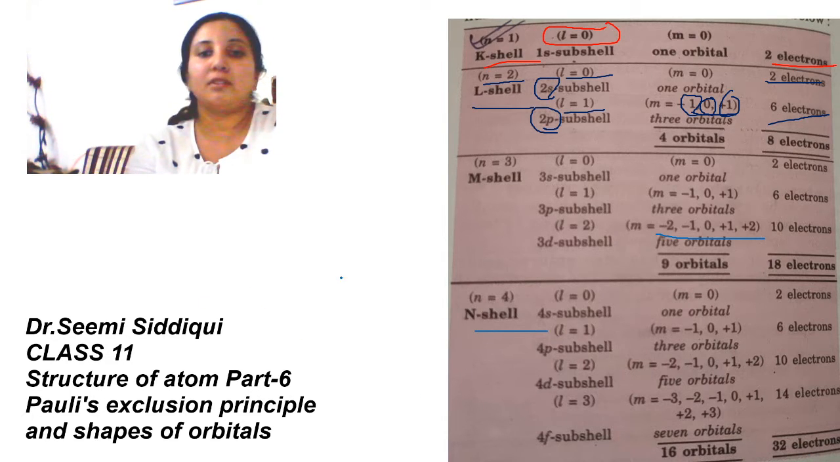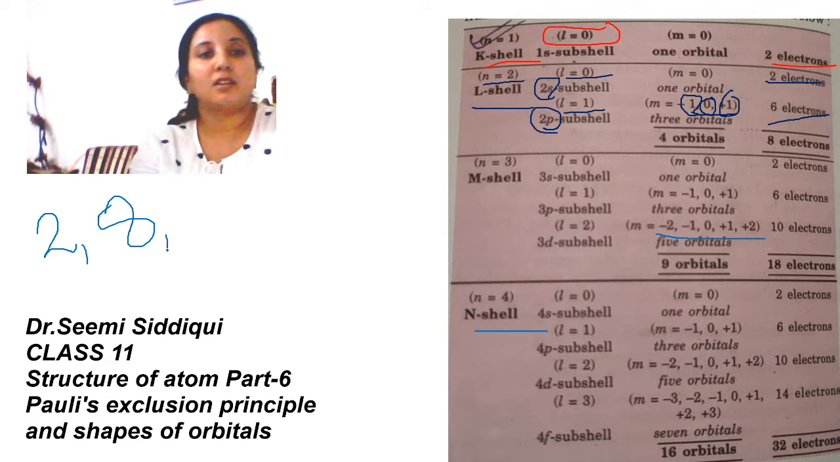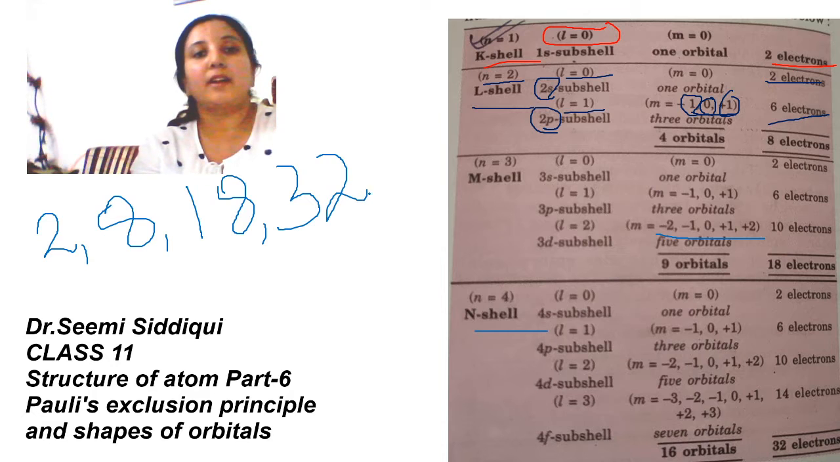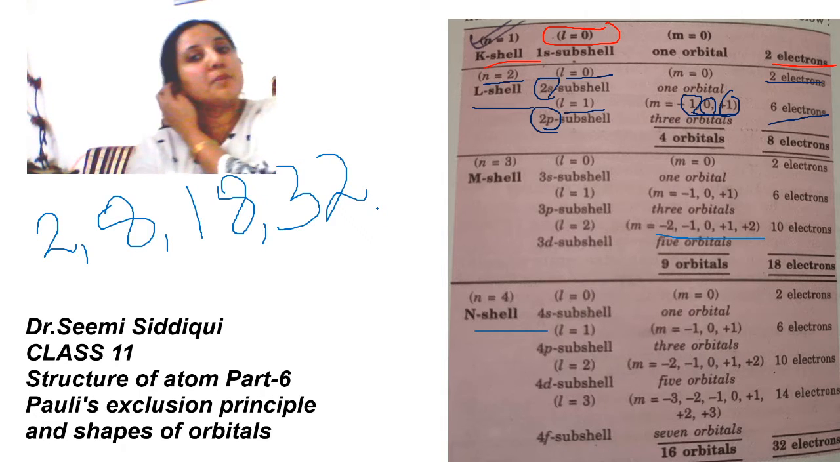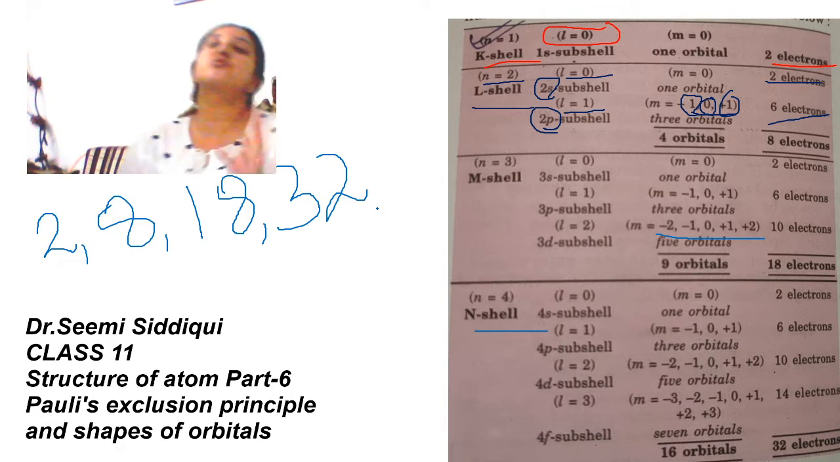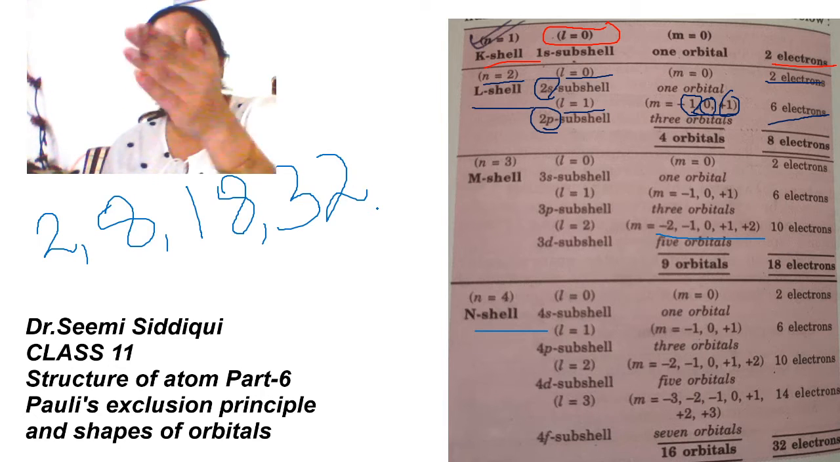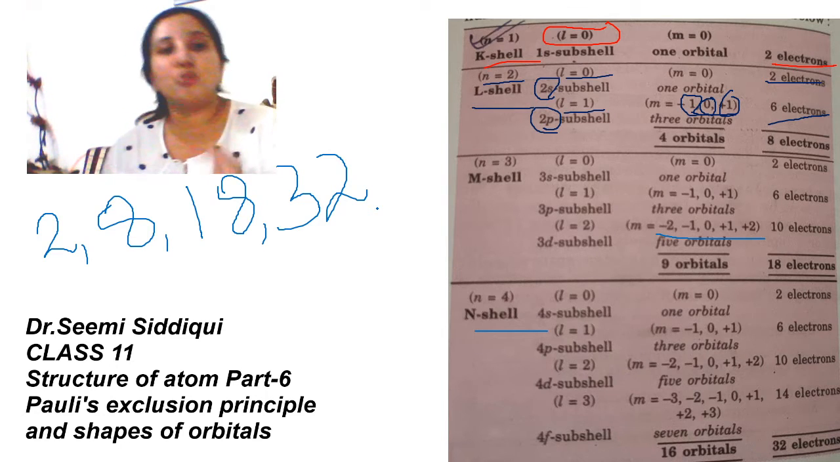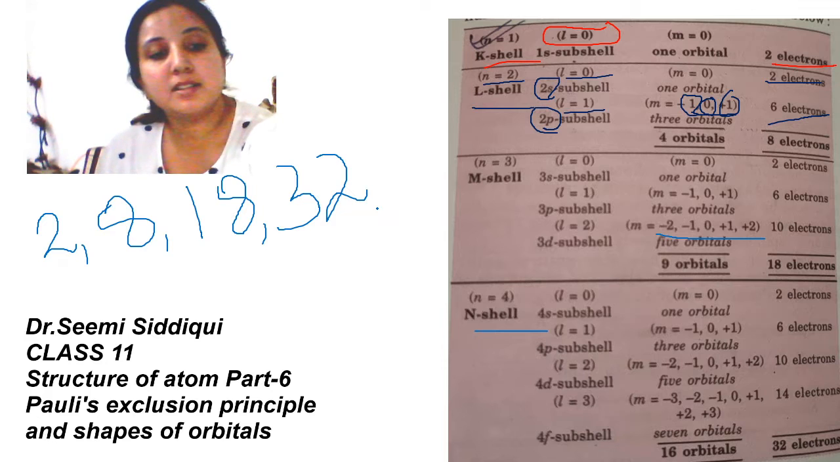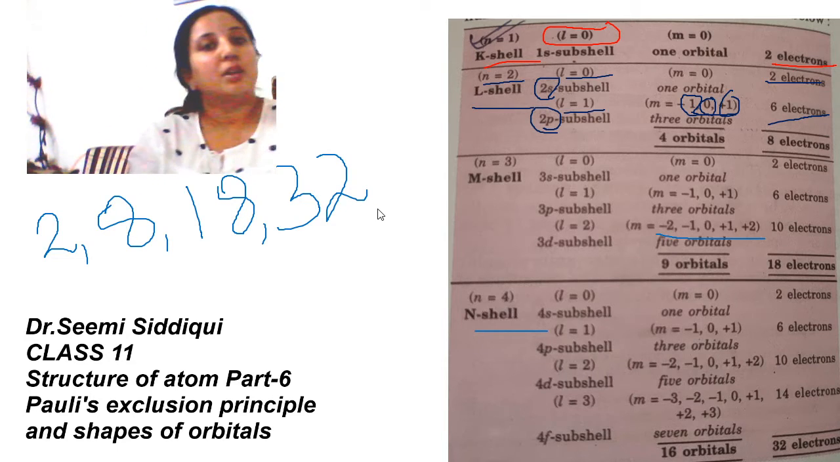If you remember, we used to write the electronic configuration like this: 2, 8, 18, and 32. Do you remember? In junior classes we used to say that the electronic configuration is 2, 8, 18, 32. So this is the pattern of 2, 8, 18 and 32. Got it?